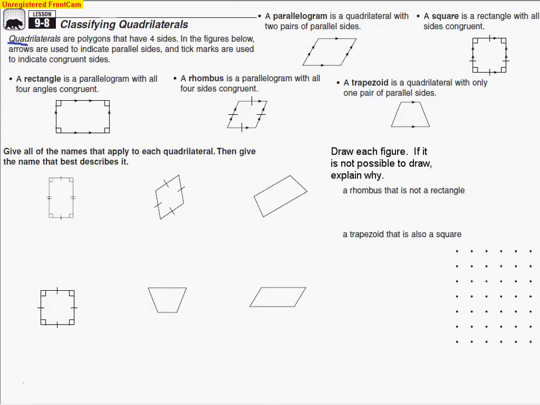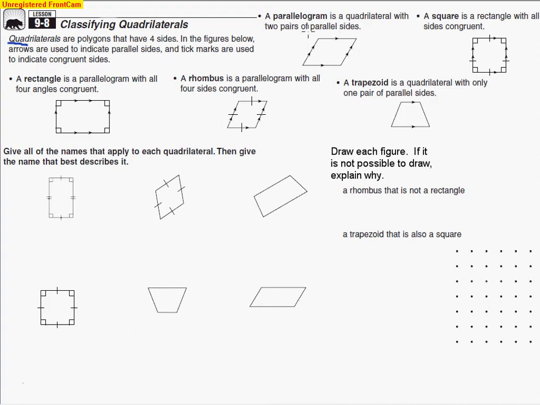So it has four sides, and also in the figure below, arrows are used to indicate parallel sides, and tick marks are used to indicate congruent sides. So congruent means equal. Parallel, these little arrows are signifying parallel. So from quadrilaterals, we have specific types, and they're all ones with parallel sides.